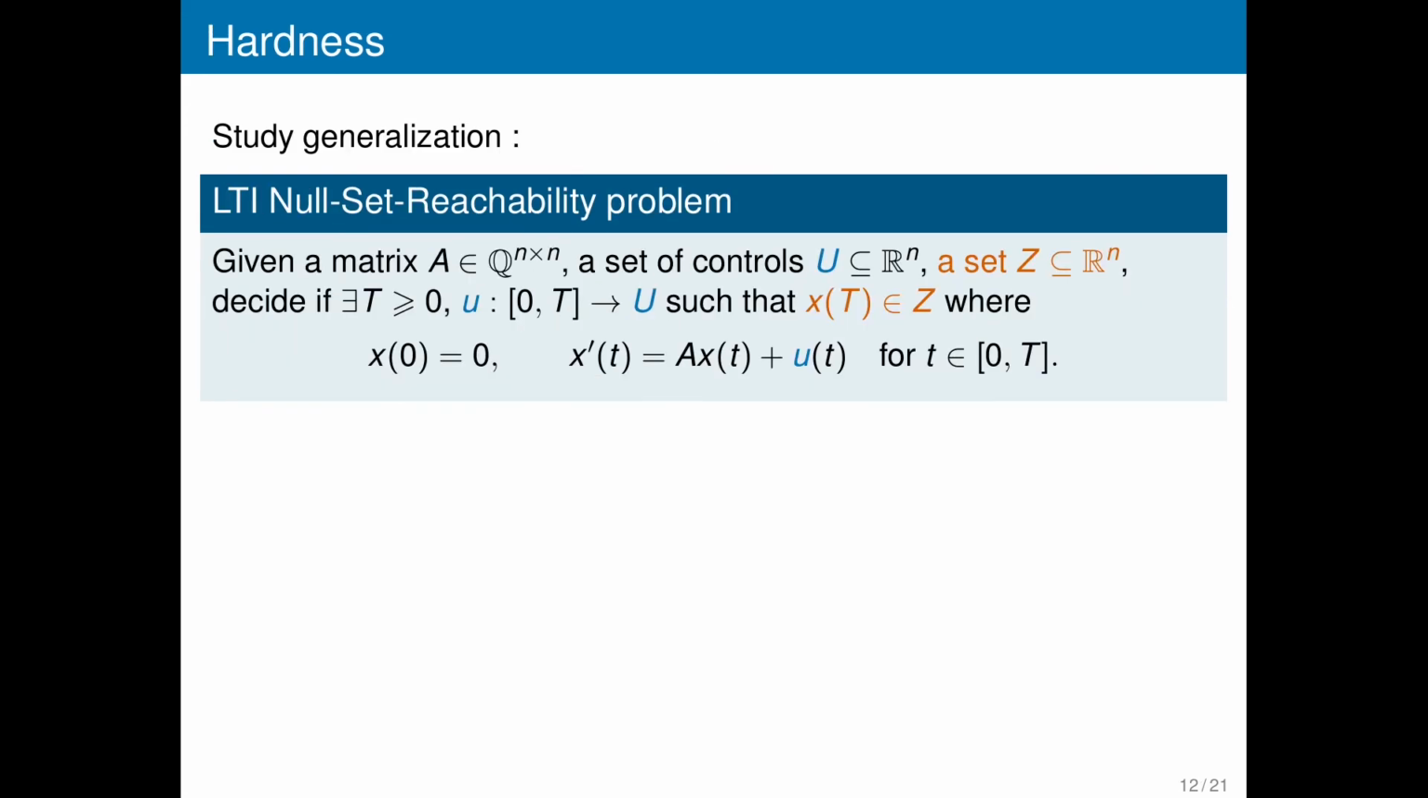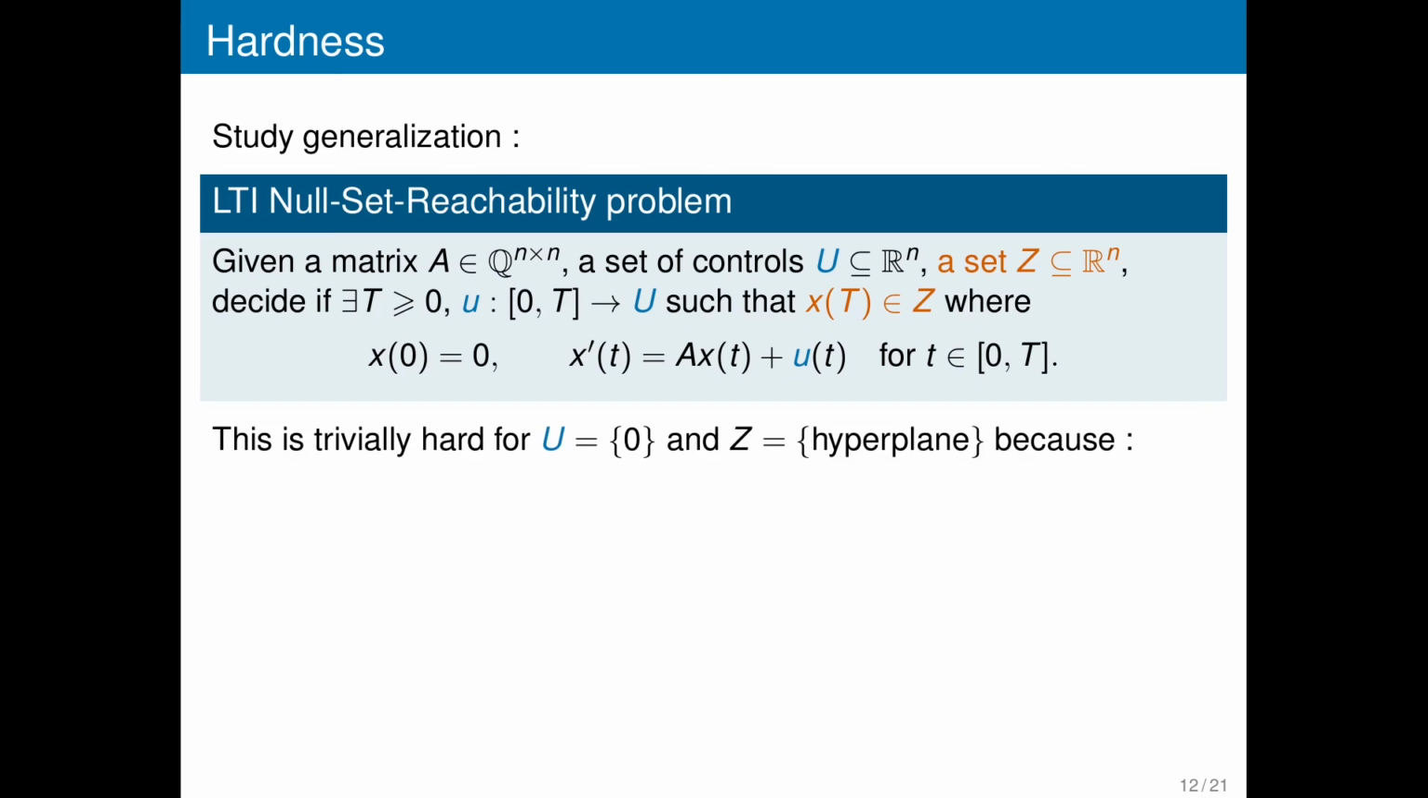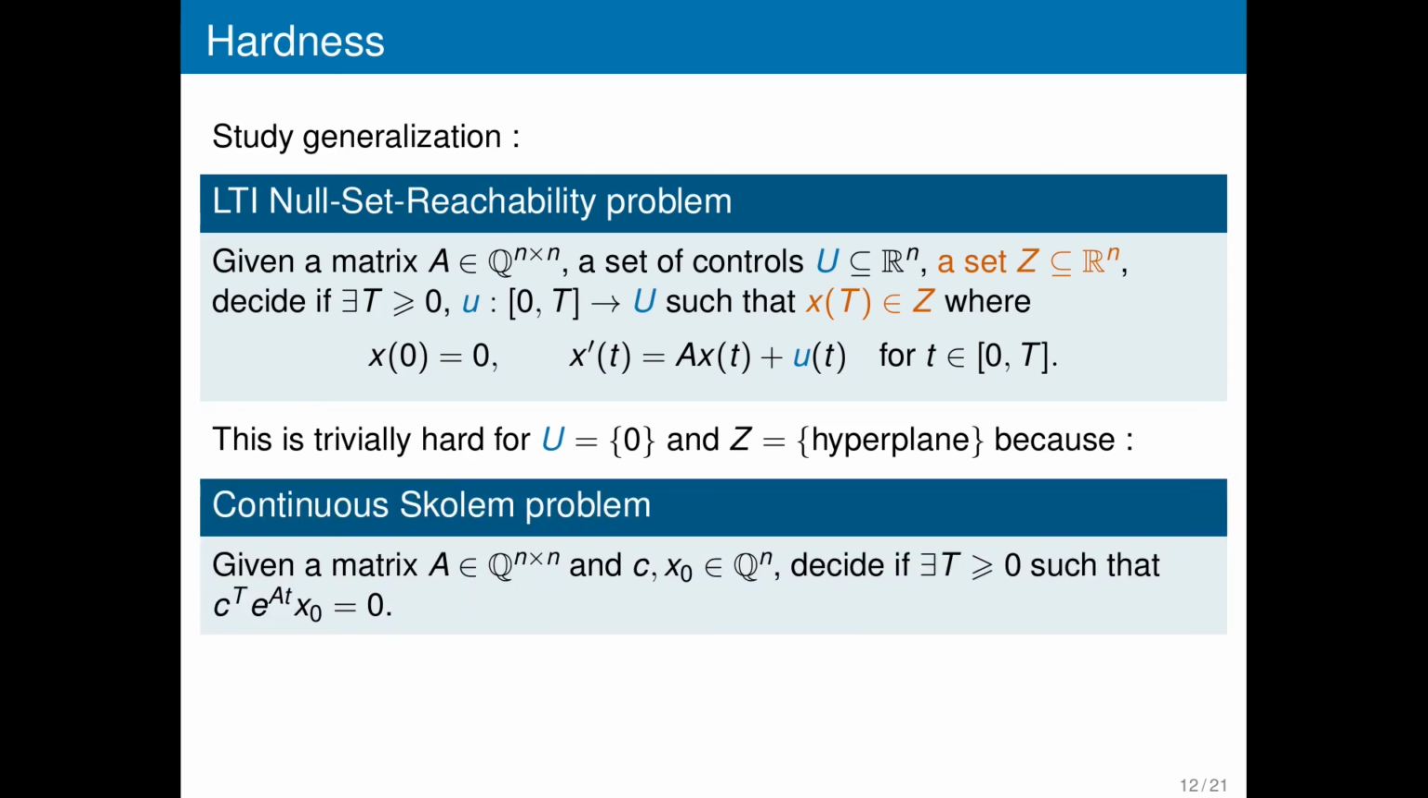The previous slide suggests this problem is very hard, but to show this, we had to generalize the problem a little bit by trying to reach a set Z from the origin instead of a point. In this case, it turns out the problem is trivially hard in the case with no controls and Z being a hyperplane. This is because of a known problem known as the continuous Skolem problem.